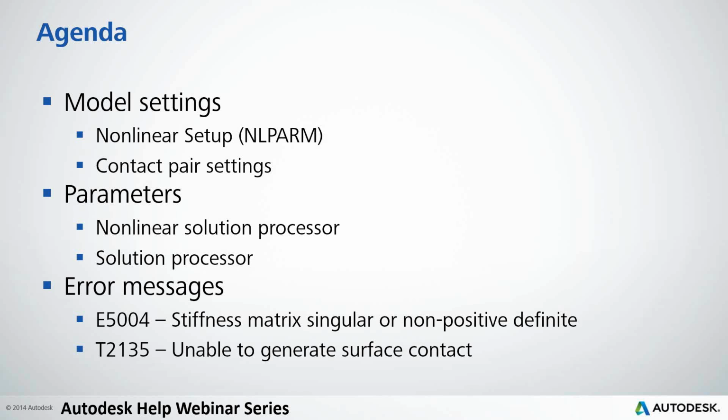So we'll start off with some model settings, what you can do in the setup of your geometry, your contact pairs to help your model. Then we'll be going over some parameters. So if you've ever taken a look at the Nastran parameters, you know there's probably about 500 of them that you can change. So I'm going to give you a handful today that will hopefully give you some good use when working with nonlinear models. I'll go over a few different error messages, just different things that you may encounter when working with a nonlinear model. And then I've got an easy demo, or what seems like an easy demo, but there's a few tricks here that we can use to get the model to run.